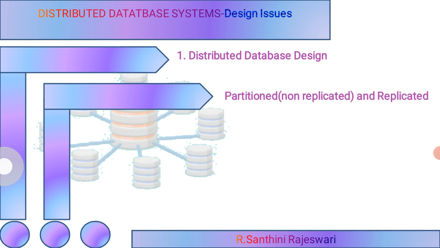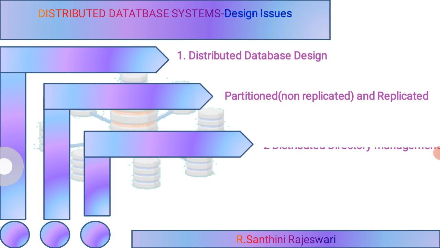There are two basic alternatives for placing the data. One is partitioned and another one is replicated. In fully replicated, the entire database is stored at each site. In partially replicated, each partition of the database is stored at more than one site, but not at all sites. So here we are going to discuss two fundamental design issues: fragmentation and distribution. The separation of the database into partitions is known as fragmentation, and distribution is how these fragments are distributed over different sites.